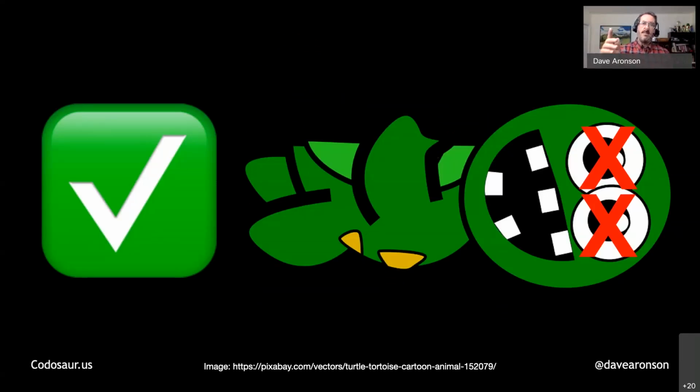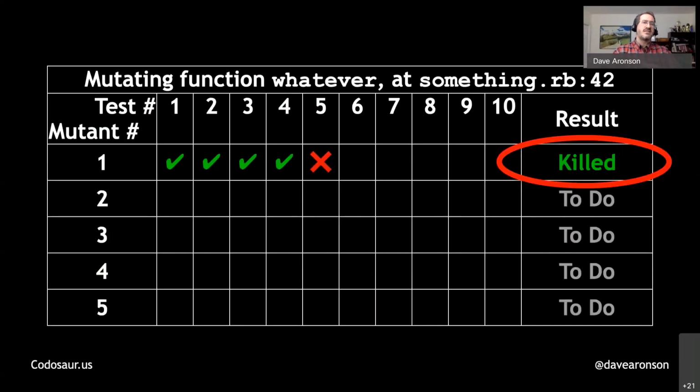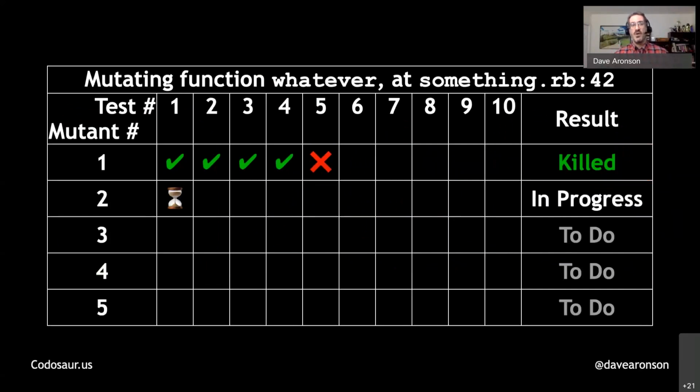Then the tool will mark that mutant killed, stop running any more tests against it, and move on to the next one. Once a mutant has made one test fail, we don't care how many more it could make fail, like perhaps some of tests 6 through 10 for mutant number 1 on this chart. Like so much in computers, we only care about ones and zeros.